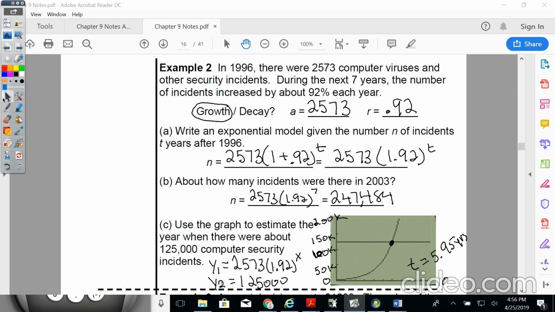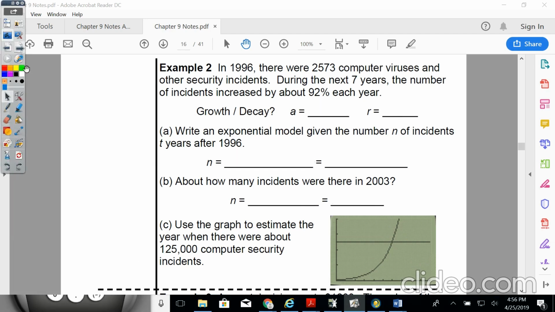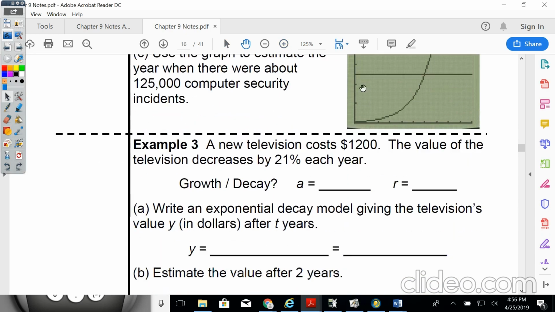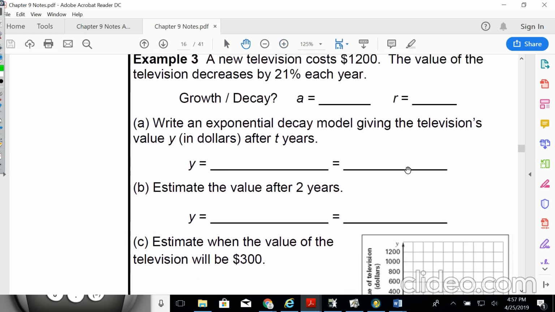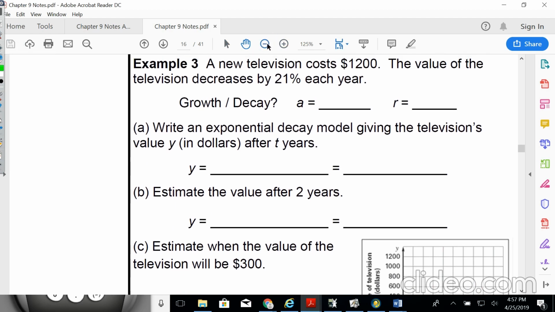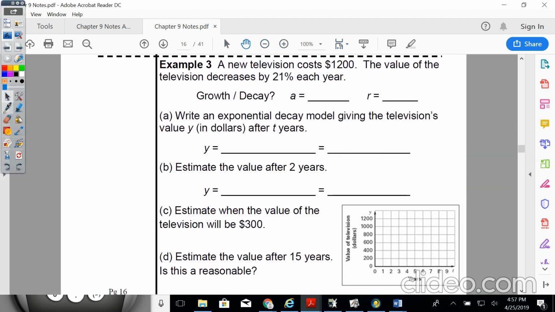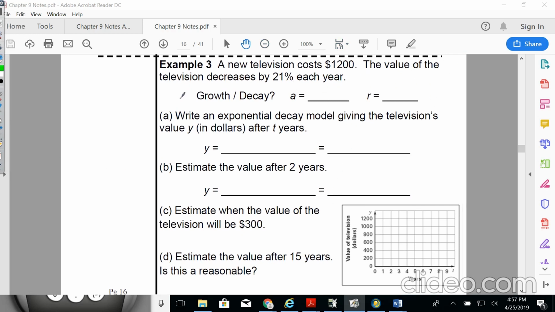All right, so now moving to the bottom part. So example number 3, again, I'll do 3 with you, and then you can work with your group on number 4. So for number 3, a new television costs $1,200. The value of the TV decreases by 21% each year. So because it decreases, that tells me that it's going to be a decay graph. And for decay, we want to use the formula y equals a times 1 minus r to the t.